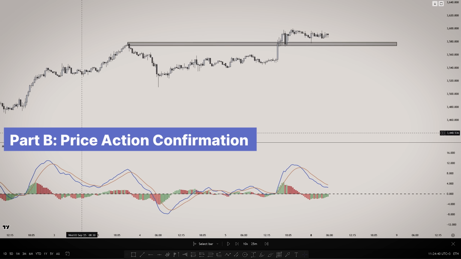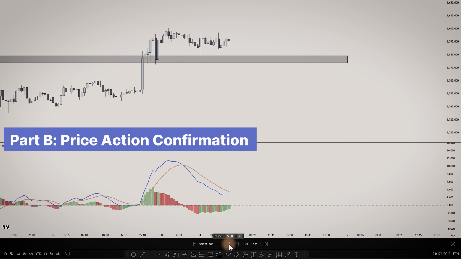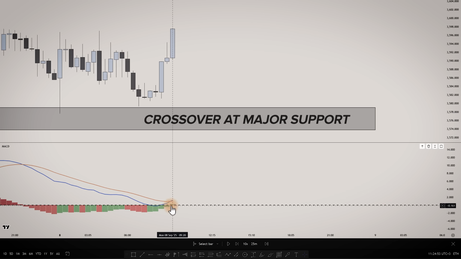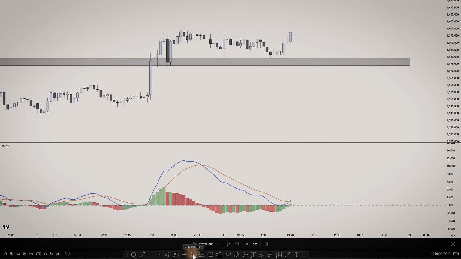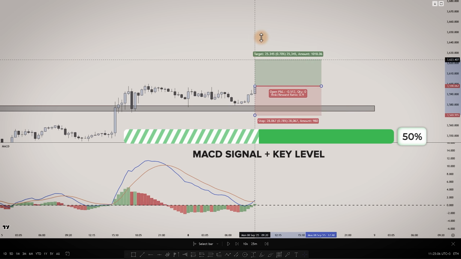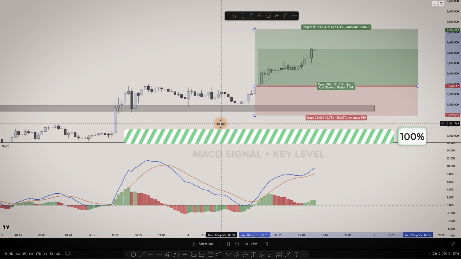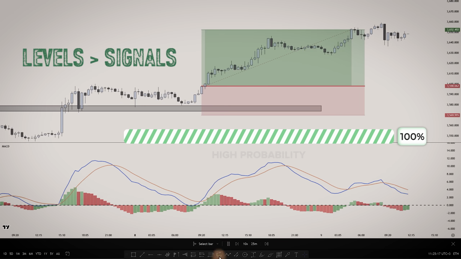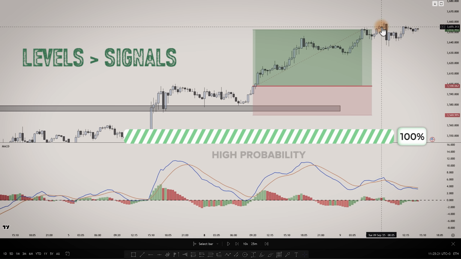Check this out. MACD crossover happening right at major support. You might think any crossover is the same, but crossovers at support and resistance levels have a much higher win rate. The key levels matter more than the signal itself.